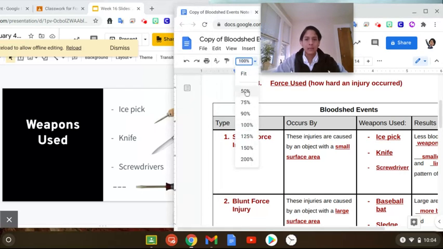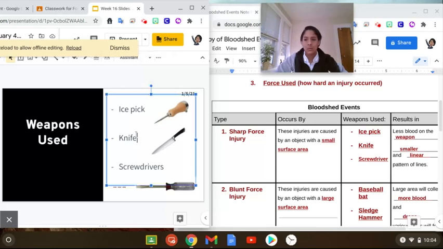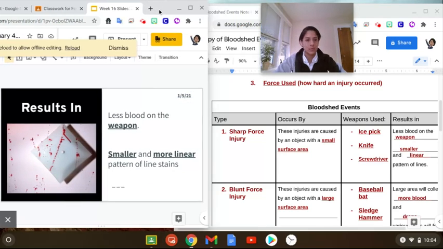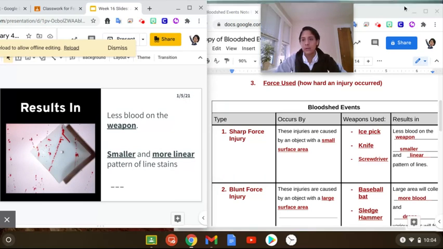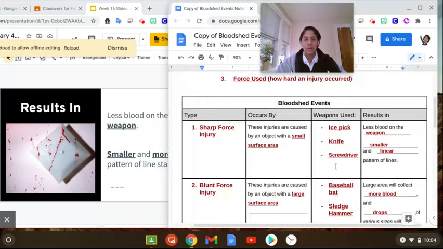What's unique about them is that it results in less blood on the weapon and smaller, more linear patterns of blood stains. Okay, so here on our note page, in this table, we're going to have sharp force injury, small surface area, ice pick, knife, screwdriver, weapon, smaller, linear.